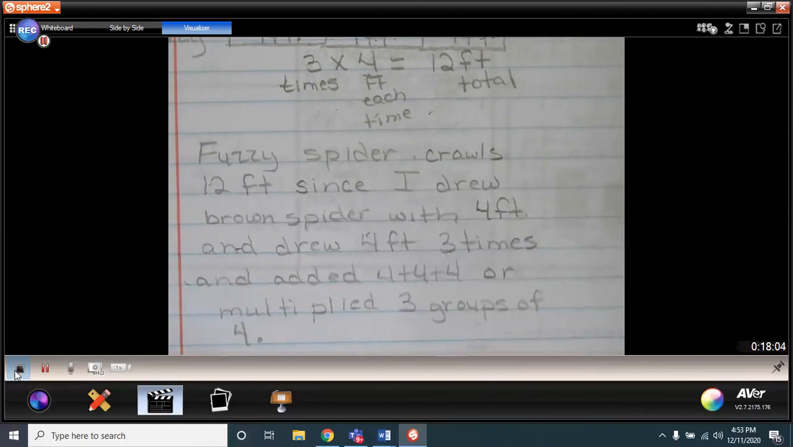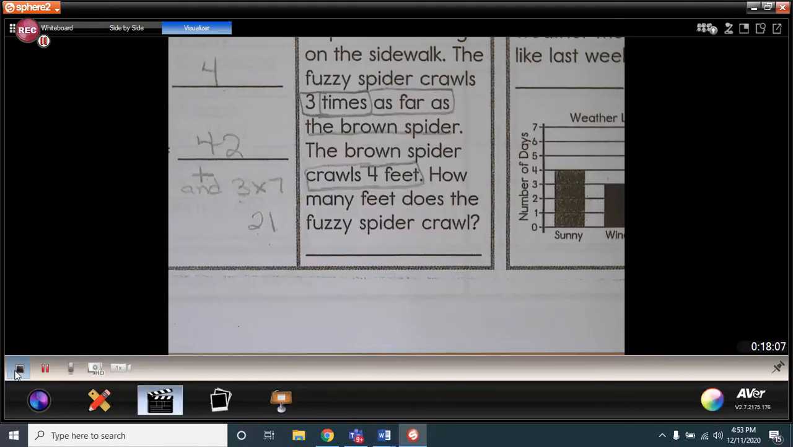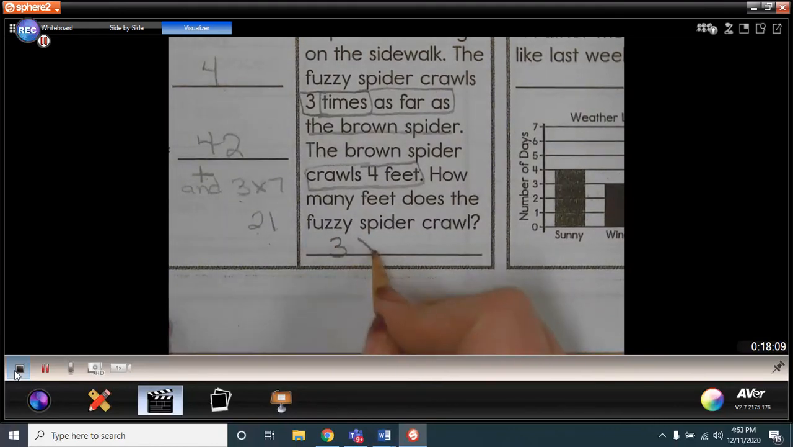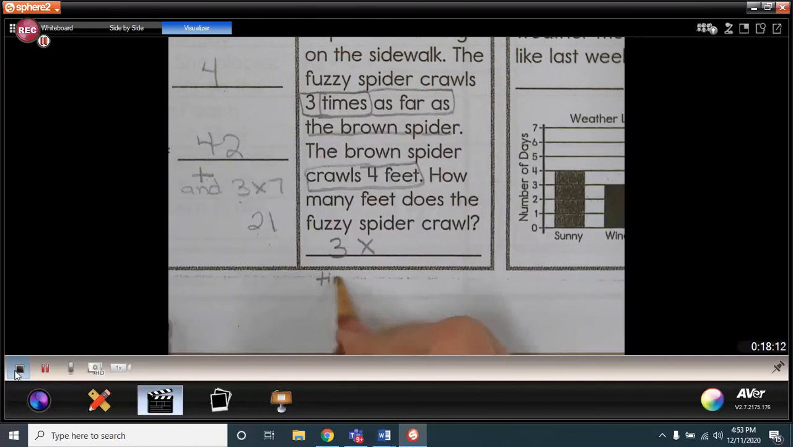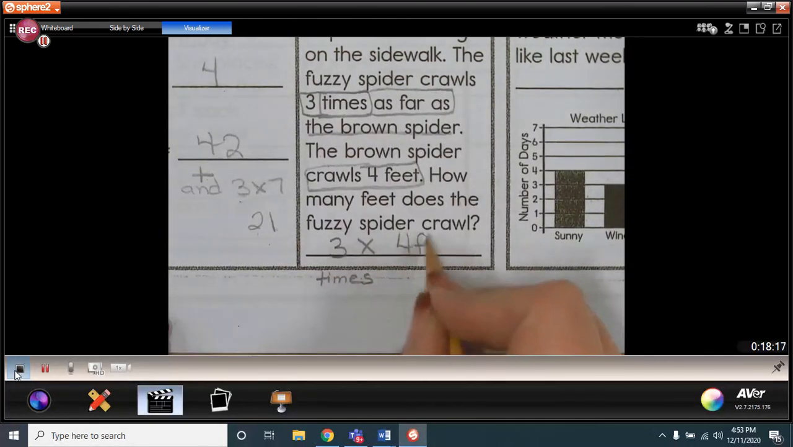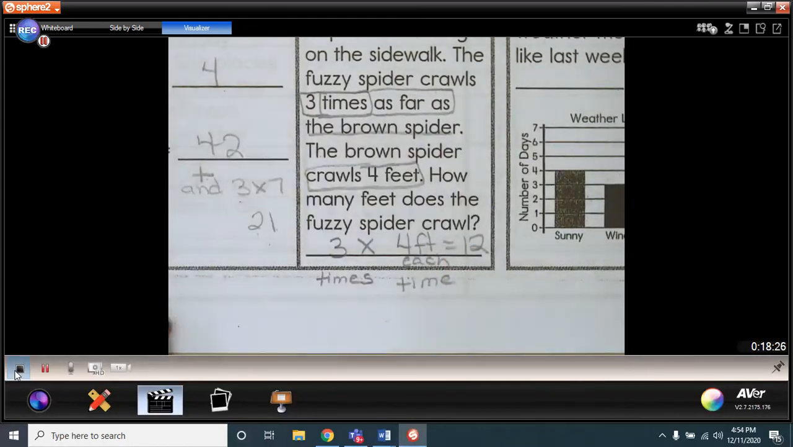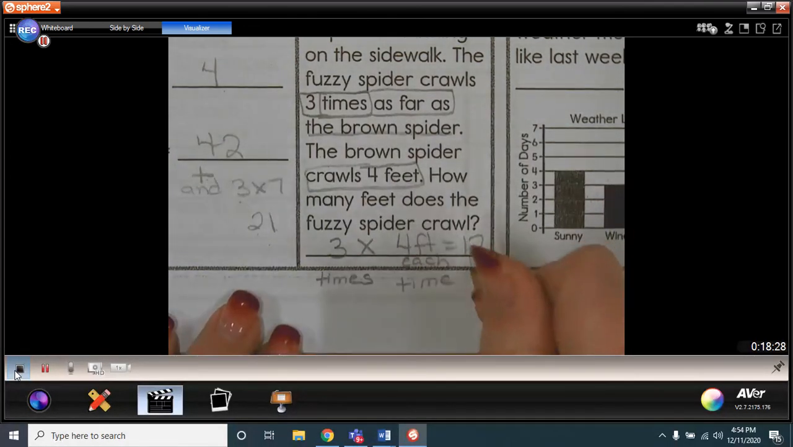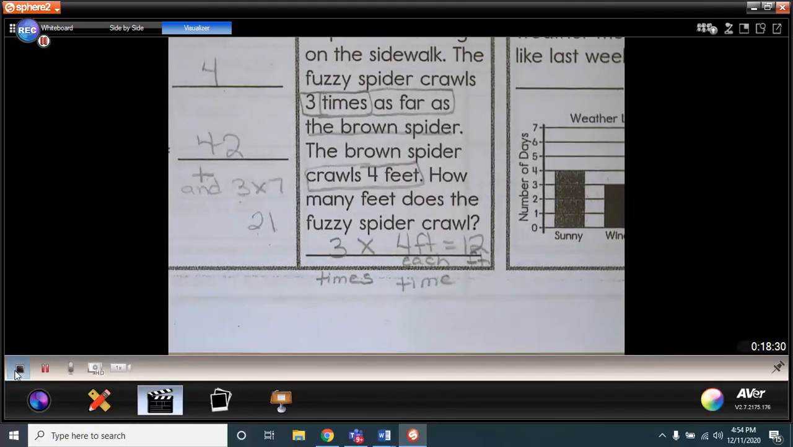Okay, so those are our DMA examples for today. So this is my equation, 3 times, and it's 4 feet each time, and that gives me 12 total feet. Again, remember, multiplication is looking for the total. Now that we're looking at division, we're taking the total and breaking it up. That's not what's happening here. We're looking for the total. How many feet does this fuzzy spider crawl? So be careful with that.